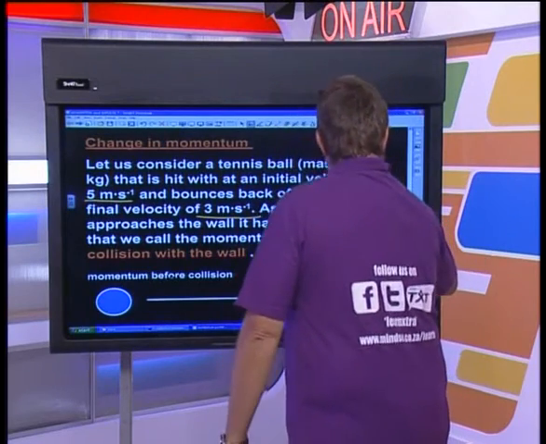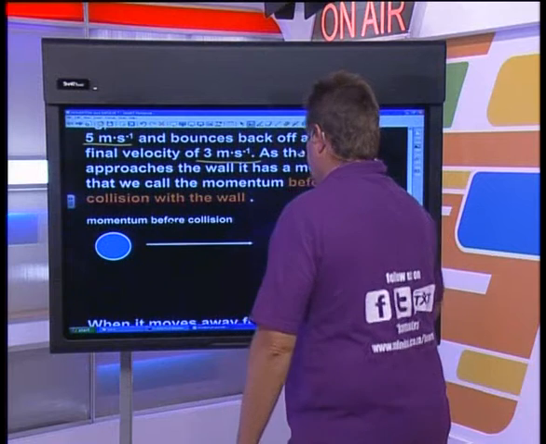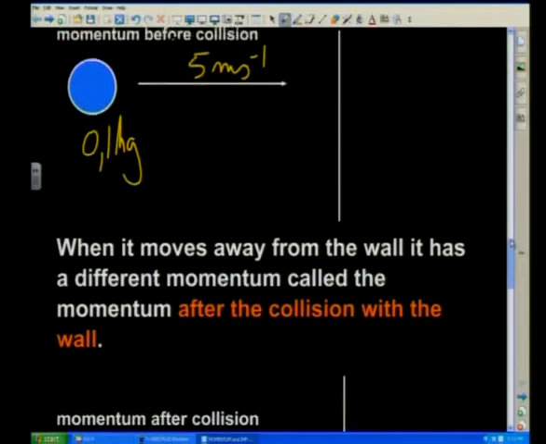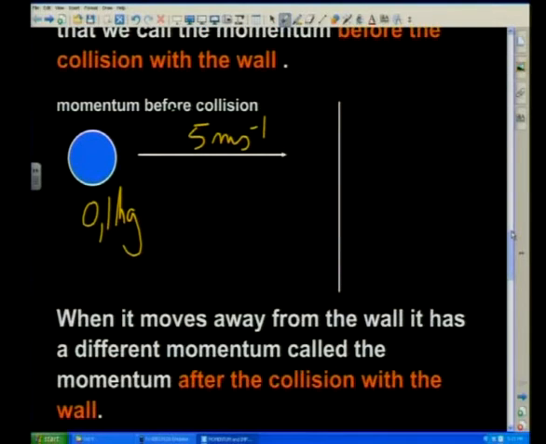So let's have a look at my diagram. There's the ball, 0.1 kilogram, and it's moving, I've put it from left to right, with a velocity of 5 meters per second. When it hits the wall at this point, that ball is going to bounce backwards. We often stand there and throw a tennis ball against the wall, and we can catch it. The tennis ball is able to hit the wall and bounce back.